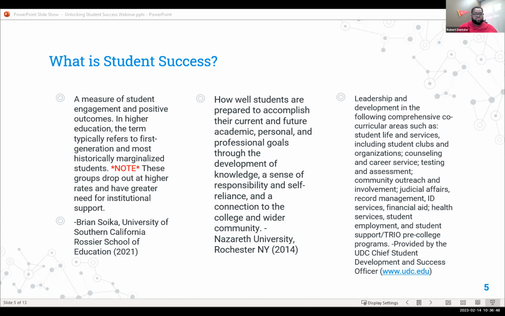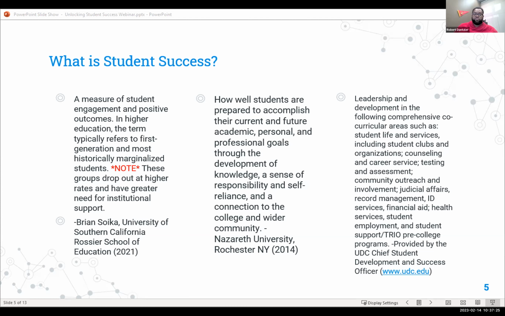So this first working definition, because there are a lot of different ways this is defined depending on what school you're attending, says it's a measure of student engagement and positive outcomes in higher education. The term typically refers to first generation and most historically marginalized students. And a note is that these groups drop out at higher rates and have greater need for institutional support. This is from Brian Soika, with the University of Southern California Rossier School of Education.